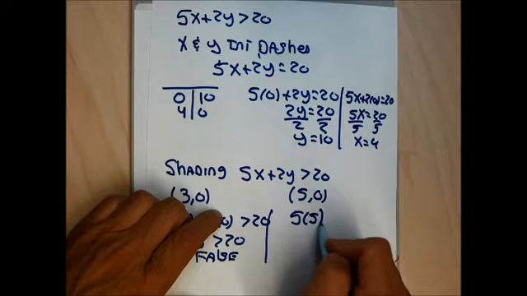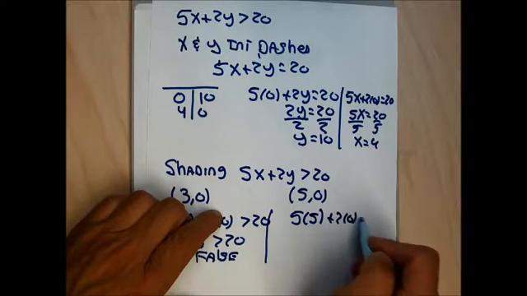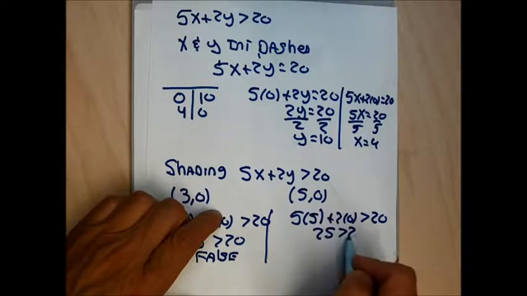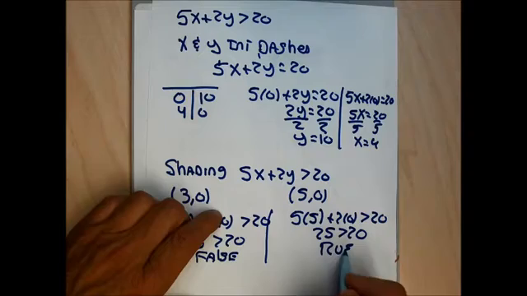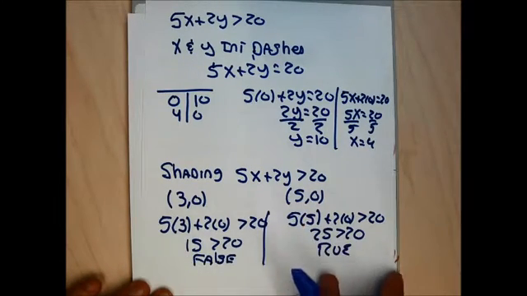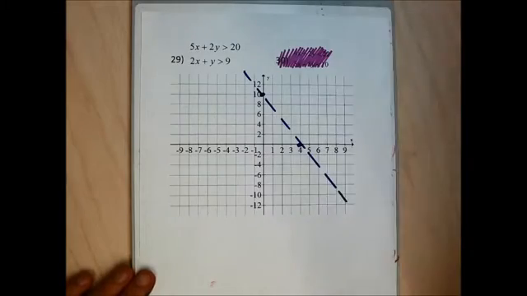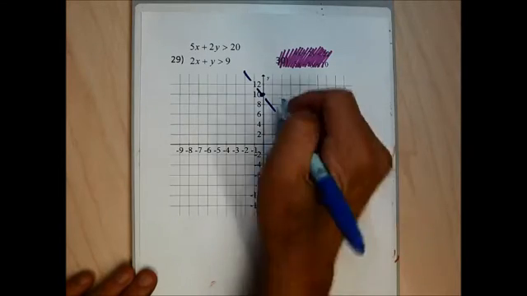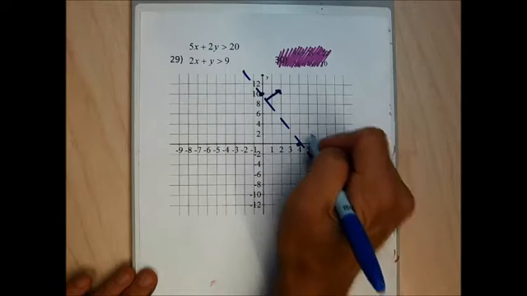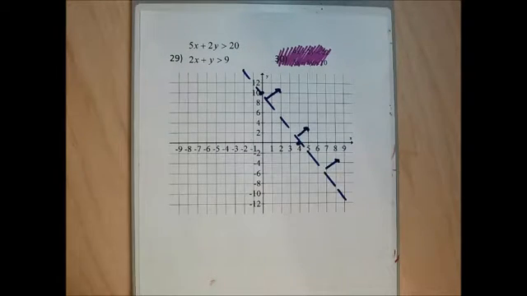Next one, plug 5 for x and 0 for y. 5 times 5 plus 2 times 0 is bigger than 20. This simplifies to 25 is bigger than 20, which is true. So my shading needs to go towards (5, 0). I'm going to make a little arrow to tell myself I need to shade towards that (5, 0). So this one's going to shade up. That's enough for that one in terms of marking the shading, because I only want to find out where the shadings overlap and darken that.